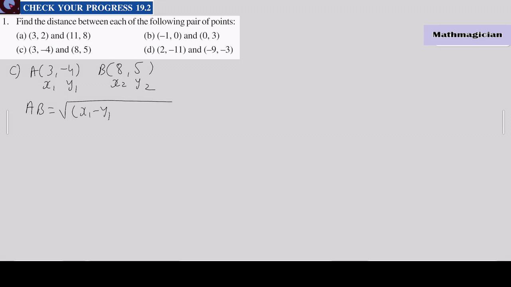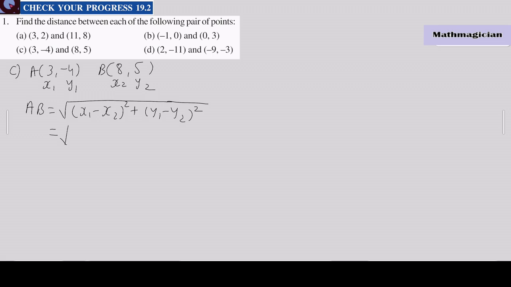Okay, now question 1c: 3, minus 4, 8, 5. This is A, this is B: x1, y1, x2, y2. AB is equal to under root (x1 minus x2) square plus (y1 minus y2) square.